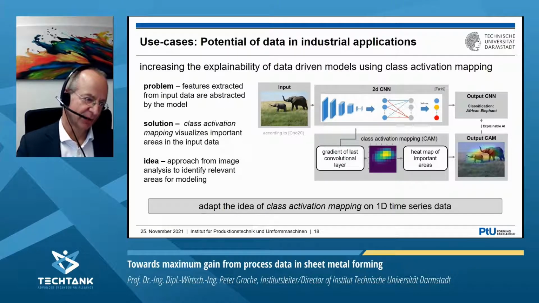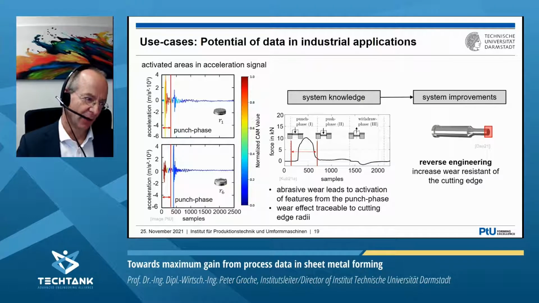So our approach was to use the same idea for our time series. And what is the result in this case? Now we can see our normalized CAM value, which gives us the relevance of specific features for our classification. Shown here is the acceleration over time. You see that especially in the beginning, there is a high relevance of our data for the classification of the wear status. From an engineering point of view, that means in the beginning of our phase here, we have the relevance.